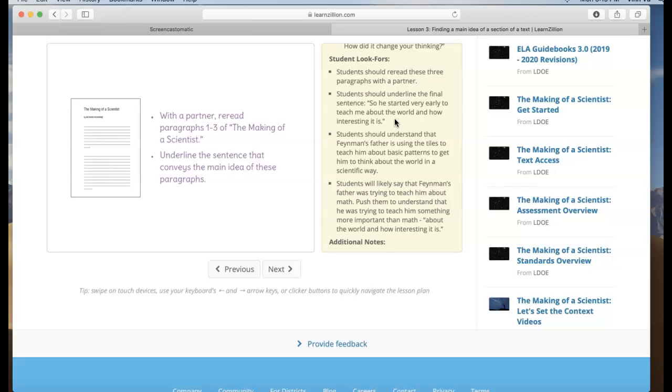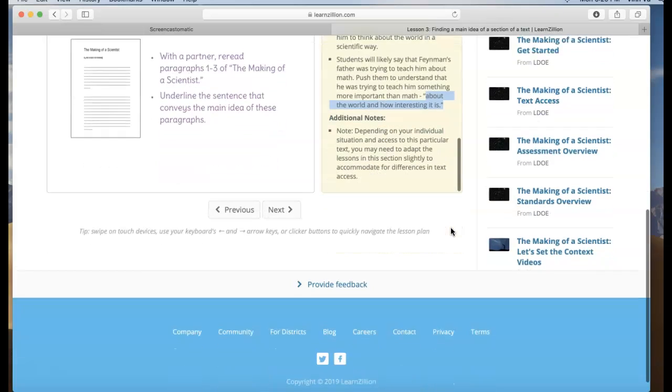Students should understand that Feynman's father is using the tiles to teach him about basic patterns, to get him to think about the world in a scientific way. Students will likely say that Feynman's father was trying to teach him about math, but push them to understand that he was trying to teach him something more important than math, about the world and how interesting it is. So that is our main idea. Feynman's father wanted to teach Feynman about the world and how interesting it is.